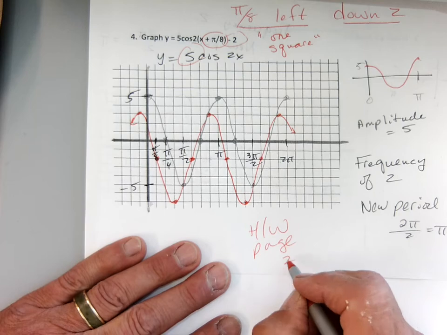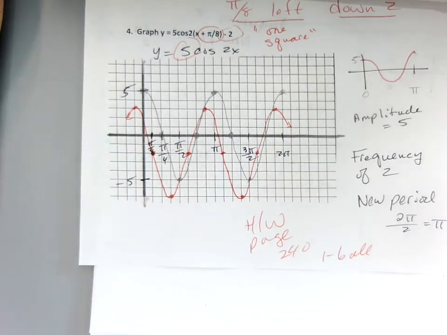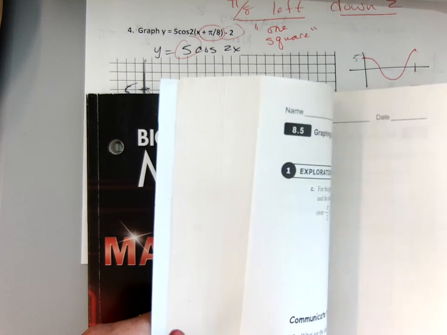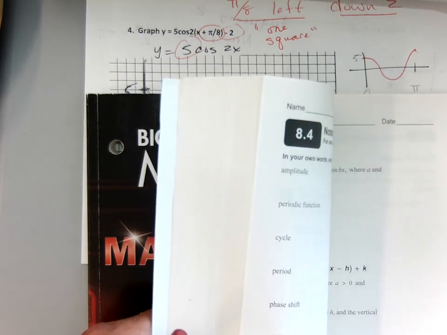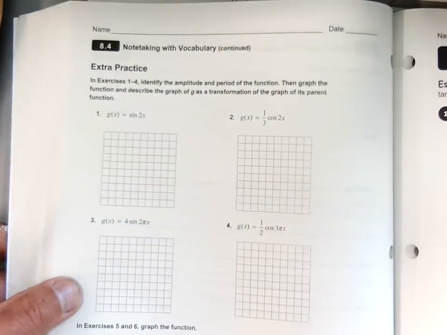So 240, I think it is 240, 1 to 6 all. Let me double check. Ratios. Now, before you go, you can also do this stuff on Desmos, okay? And I do want to show you that, okay? Because it's handy to have Desmos. Okay. I'm sure it's 240. Yeah, so it's 240. It's these 6 graphs, okay?